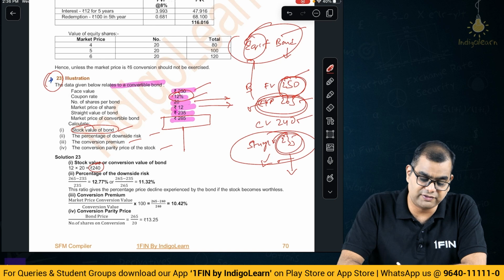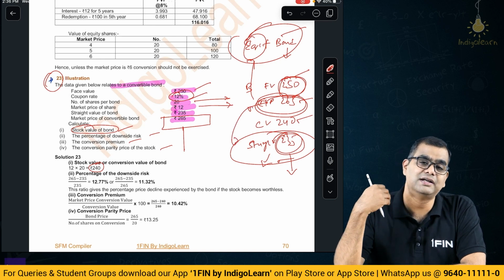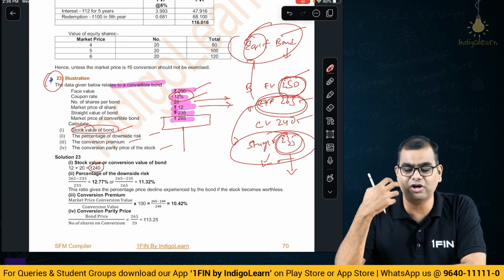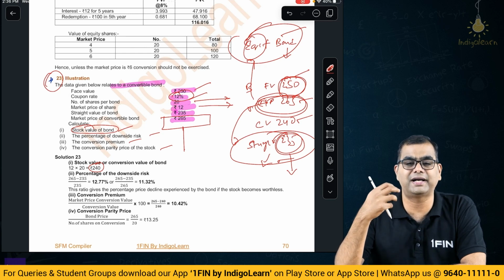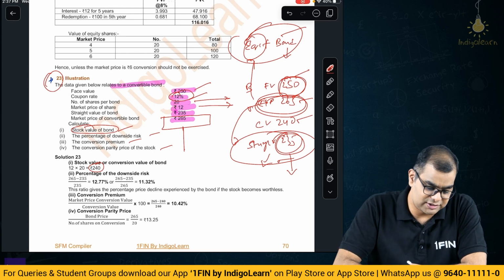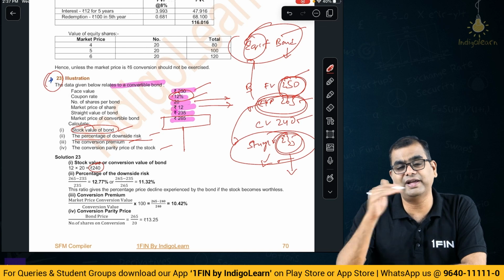Now, this 235 versus the market price of 265, there is a gap of 30. This 30 is the value of the option. It is the premium for that option. Because of having this optionality, the market is giving it an additional premium or price of 30 rupees. Now, the question is, what is the percentage of downside risk? So, from wherever it is, 265, where can it fall down?